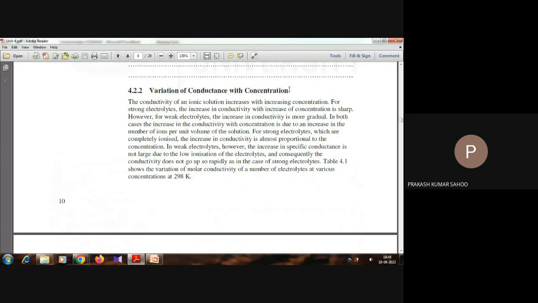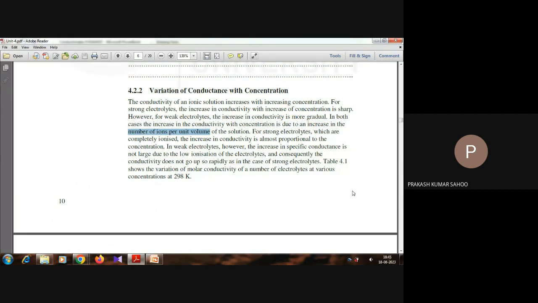So, variation of conductance with concentration, and just remember, with dilution. With concentration means the concentration varies. How does the concentration vary? If we make it diluted, the concentration will vary. So with dilution, both the molar conductance as well as the equivalent conductance will decrease, because the number of ions per unit volume decreases. This is very important. This is the number of ions per unit volume.